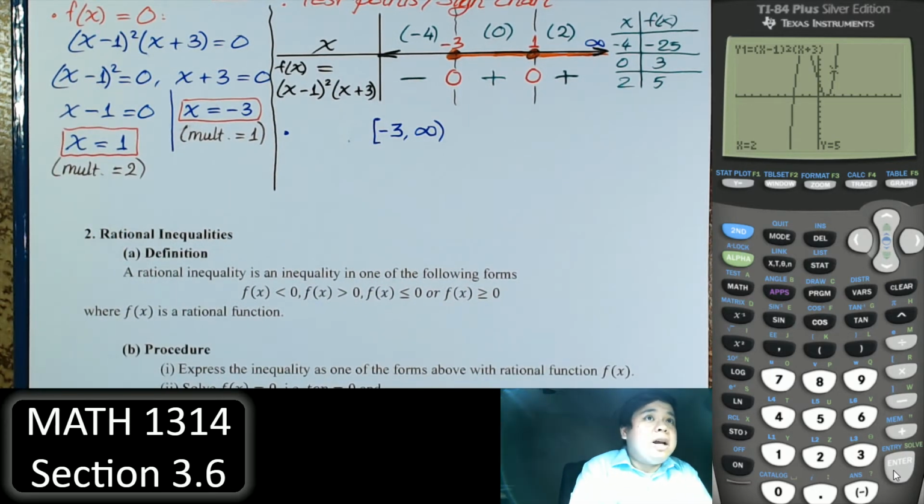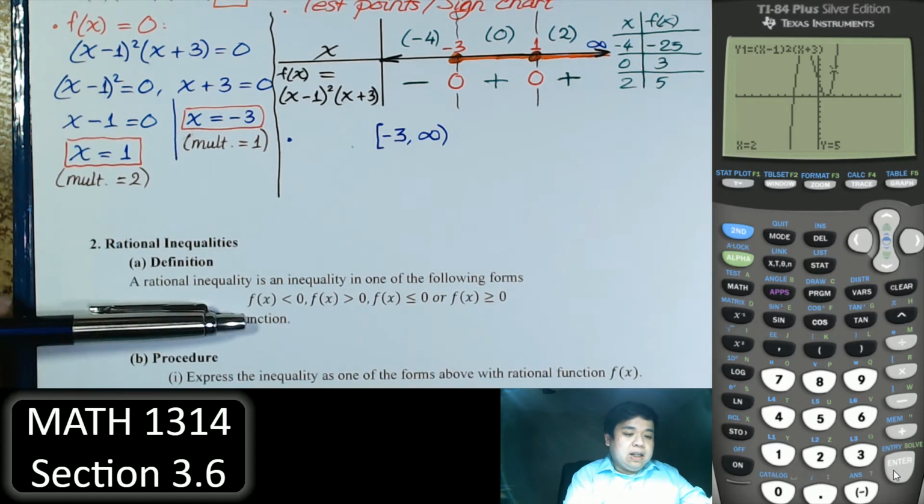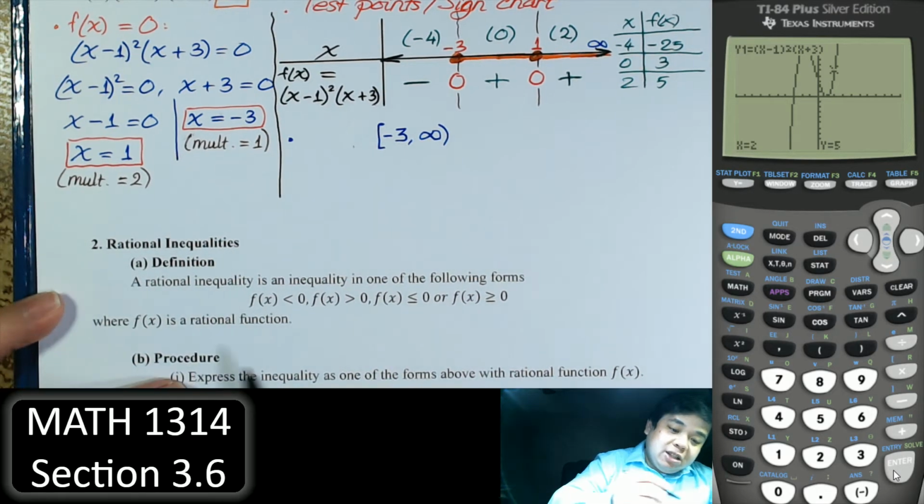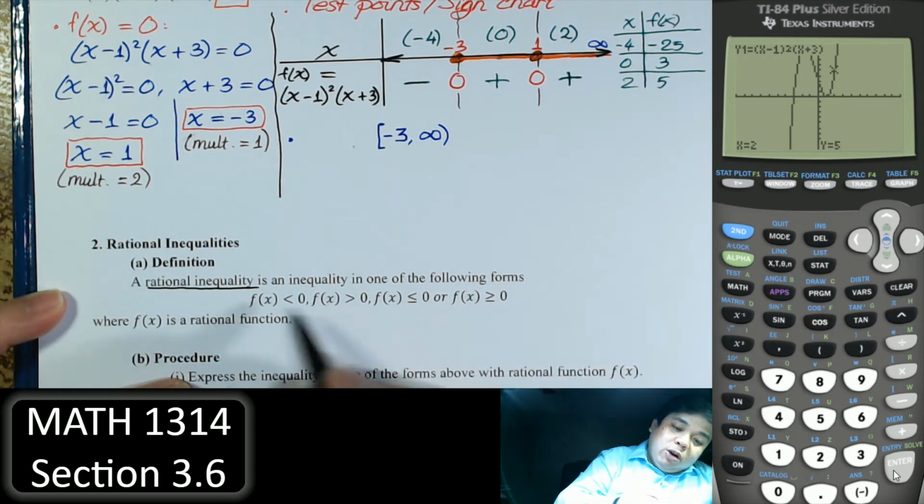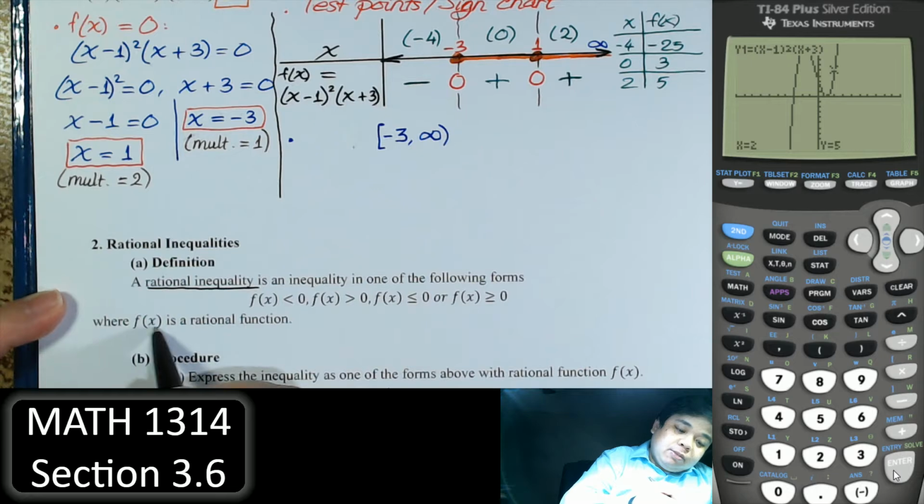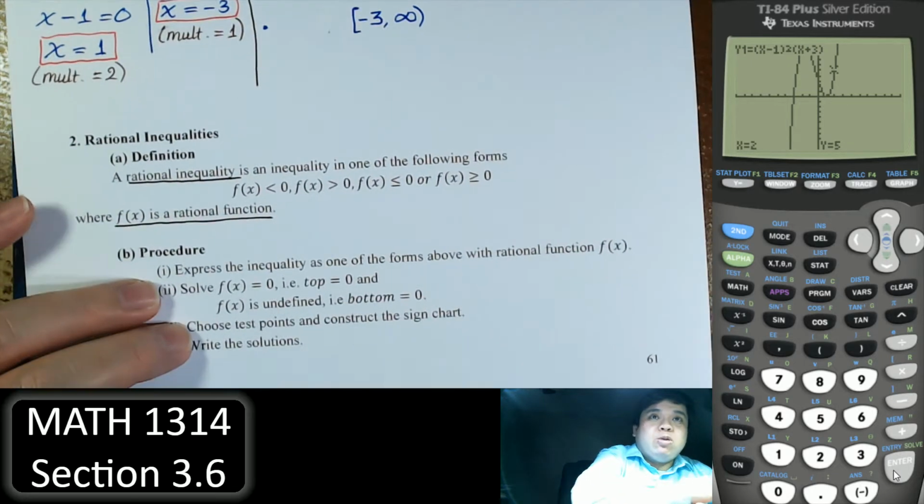Right. So that is polynomial inequality. Next we have rational inequality. It is almost the same in the definition. That is, we have rational inequality where we have one of those forms where f of x is a rational function.